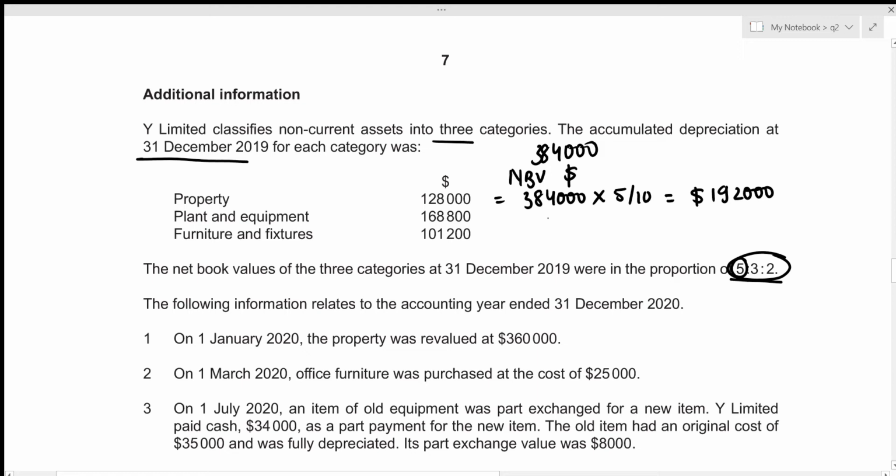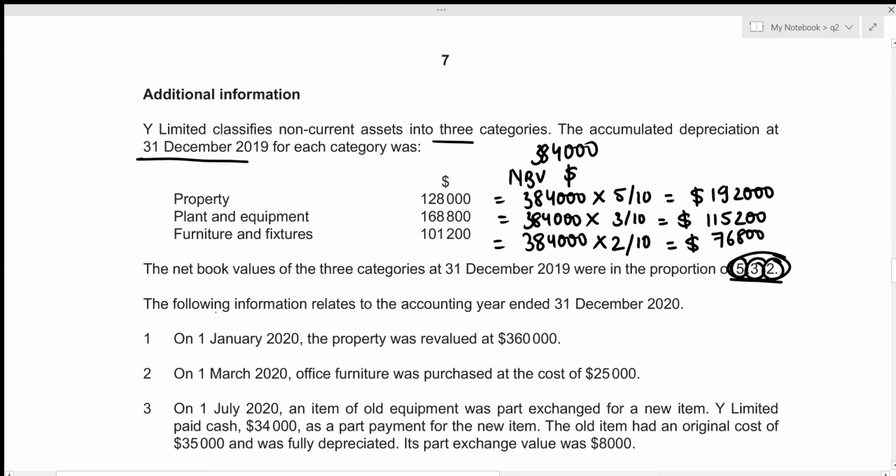Now we repeat the same process for plant and equipment. That's the total of 384,000. And according to the ratio, 3 parts out of 10 parts belongs to it. So that's times 3 by 10, which results in its net book value at 31st December 2019 to be 115,200. Now for furniture and fixtures, that's the total of 384,000. And according to the proportion, 2 parts out of 10 parts belongs to it. So that's times 2 by 10, which results in its net book value to be 76,800.